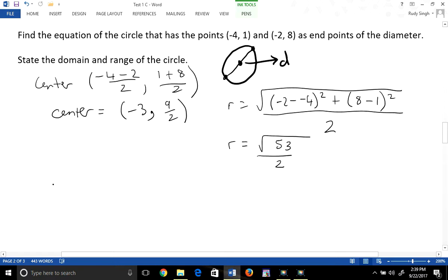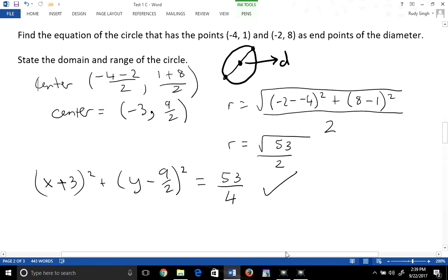So that's my radius. So if you want the equation of the circle, you just go x minus the x coordinate, so that's x minus minus 3, which becomes (x plus 3) squared, plus (y minus 9 halves), y minus the y coordinate squared, equals this number, root 53 over 2 squared. Well, when I square that, on the top I'll have 53, on the bottom 2 squared is 4. So that's my equation of the circle.